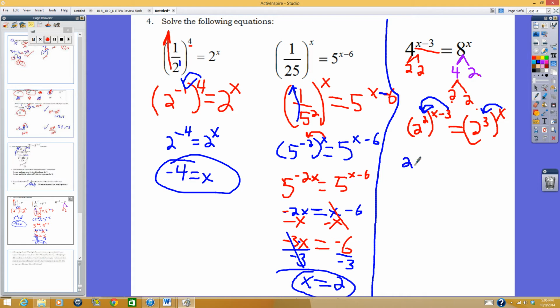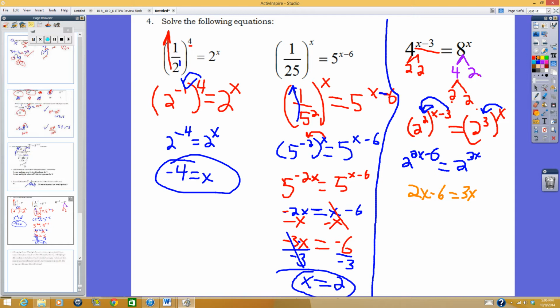Now I'm going to have 2 to the, this first arrow, x times 2 is 2x. You got to keep that minus. 3 times 2 is 6 equals x times 3 is going to be 2 to the 3x, right? Once again, we have the same base, so set your exponents equal to one another because we're solving for the x there. Alright?